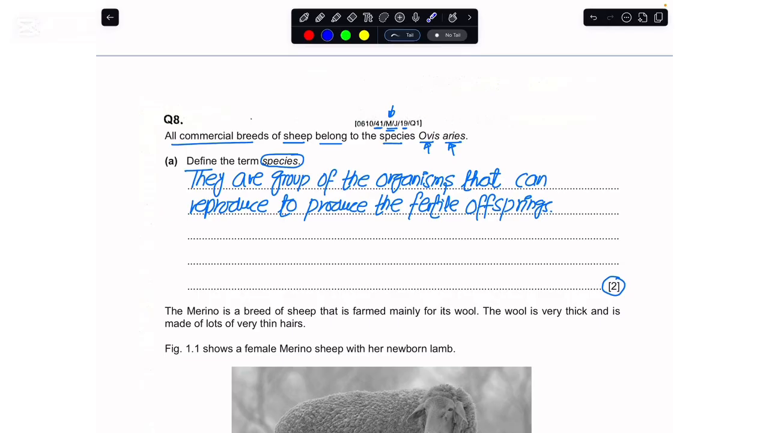So for 2 marks, we would say that a species is a group of organisms that reproduce, and when they reproduce, they produce fertile offspring.